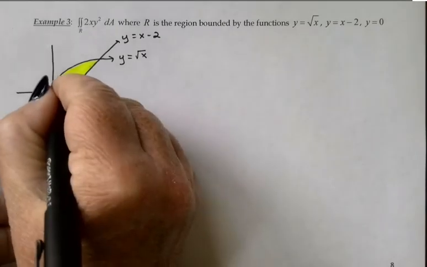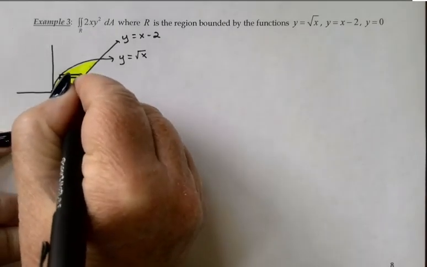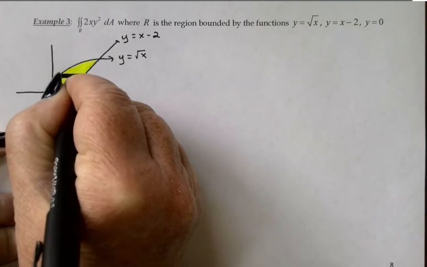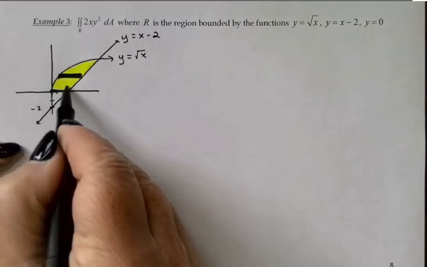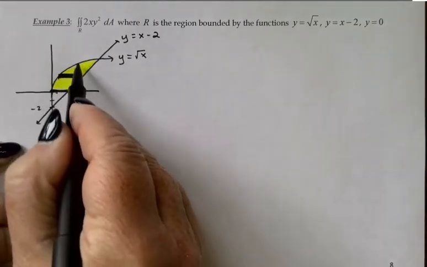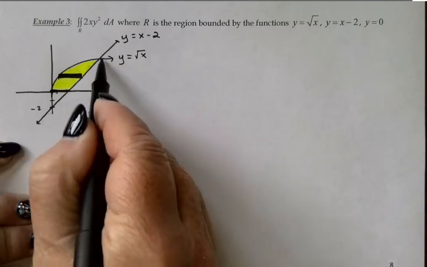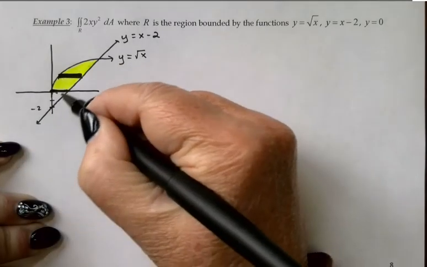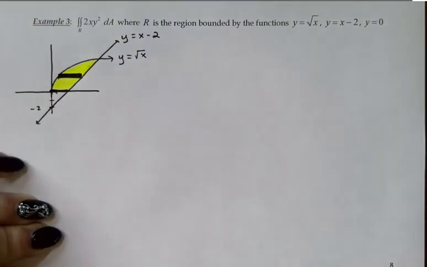Instead, if I draw my rectangles horizontally, notice that no matter where I draw them through this region, they always start on the square root curve and end on the line. So that's going to be a better choice. It's going to allow me to do the problem more efficiently.